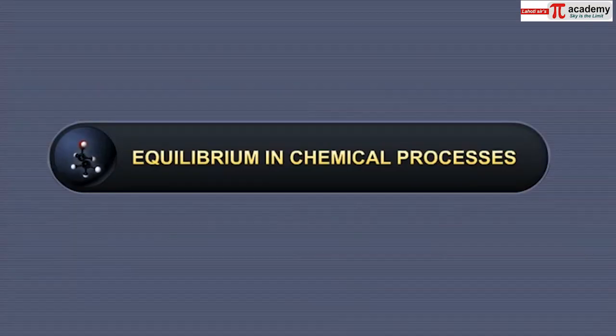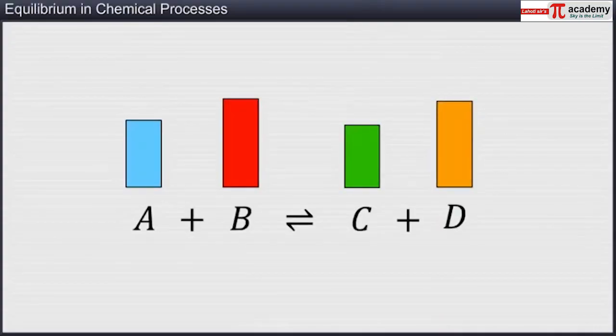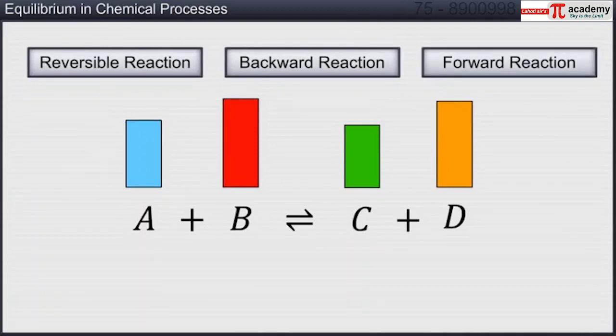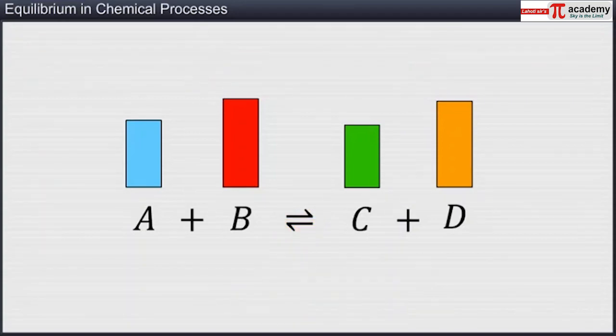In this module, you will learn about equilibrium in chemical processes and its characteristic features. Equilibrium in chemical processes, called chemical equilibrium, is the most important characteristic of irreversible reactions. The characteristics of chemical equilibrium can be understood only when you are familiar with certain terms, like reversible reactions and forward and backward reactions. So, let's get acquainted with these terms first.